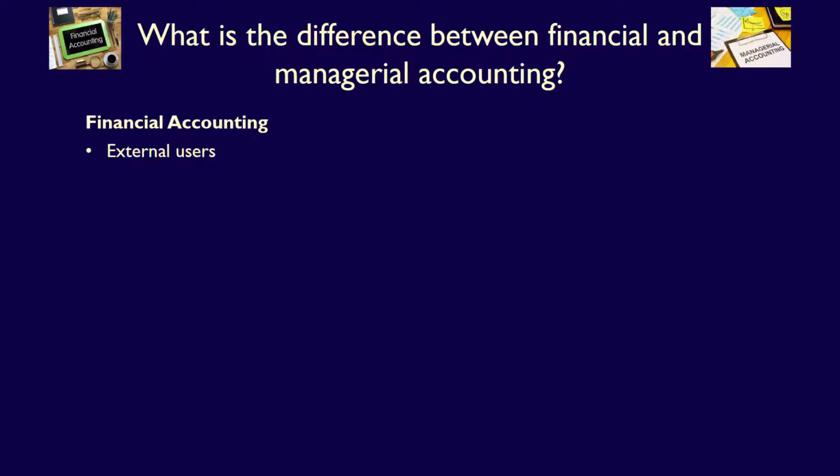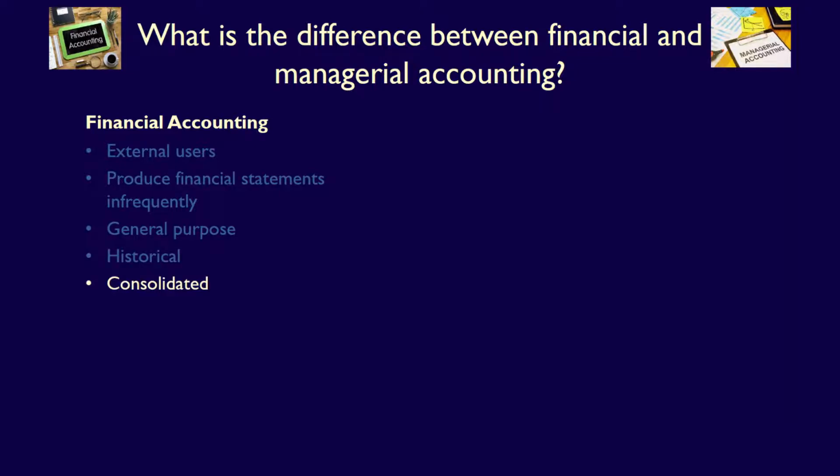Financial accounting is focused on external users, such as shareholders, creditors, and regulators. There is therefore a focus on external reporting. The end result of financial accounting are financial statements, which are published for use by external users, often quarterly, semi-annually, or annually. Those financial statements are general purpose statements, meaning that they are intended for use by all external users. The information on the financial statements is based on what happened in the past, historical information, things that have already happened. And those financial statements are focused on the whole business, meaning they are consolidated.